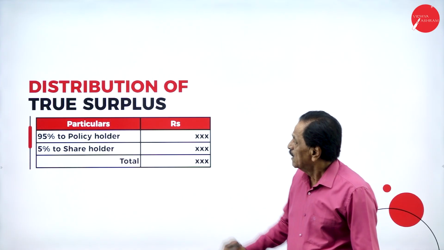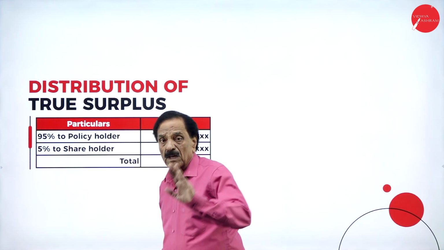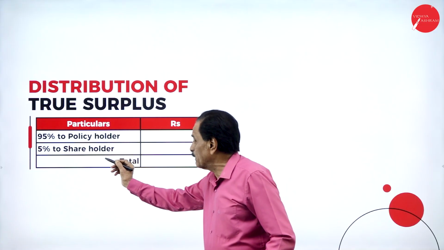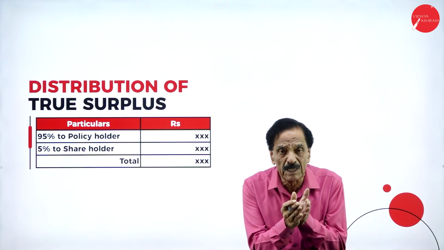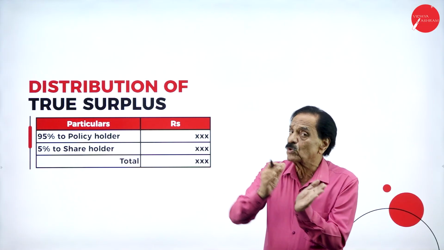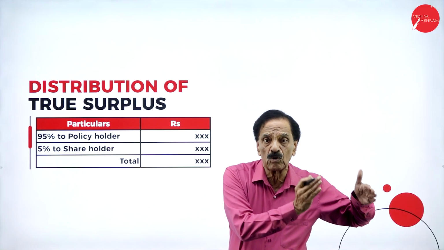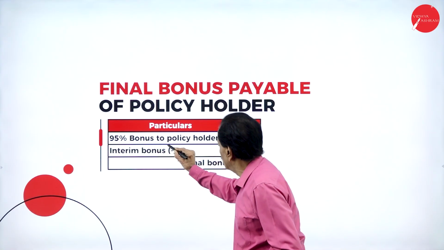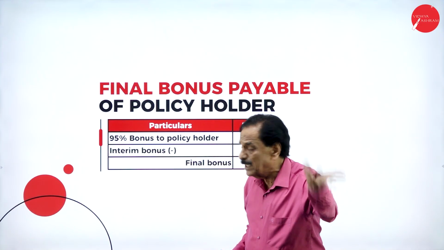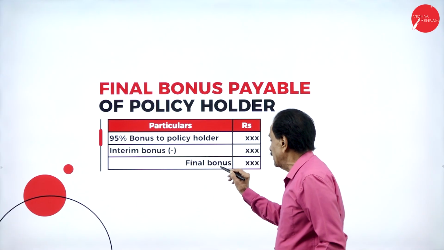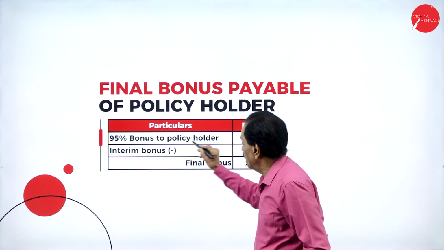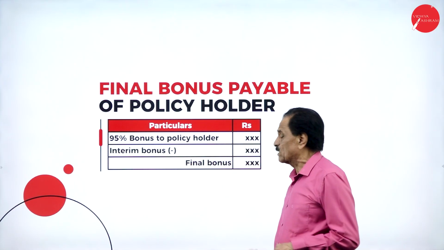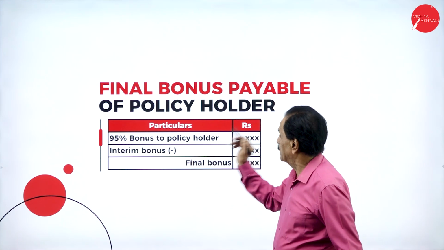Step number 3, distribution of true surplus. 95% of the true surplus goes to the policyholder, 5% goes to the shareholder. Now, how much is already given? 95% is the bonus to the policyholder. How much interim bonus is already paid? So this is the final bonus. 95% we calculated, and from it the interim bonus already paid is deducted. Now, the balance is called the final bonus to the policyholder.